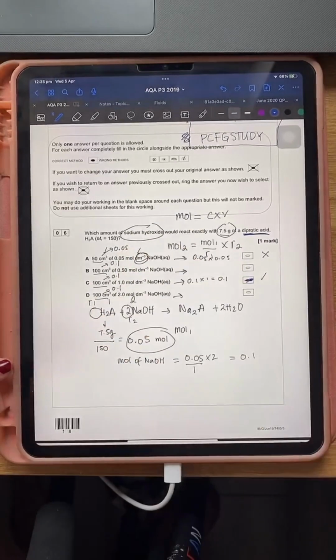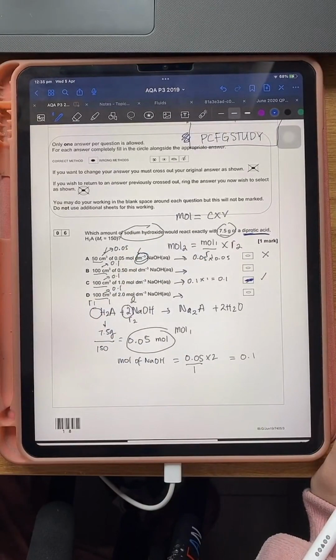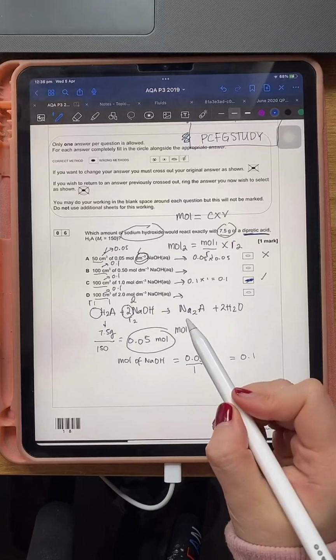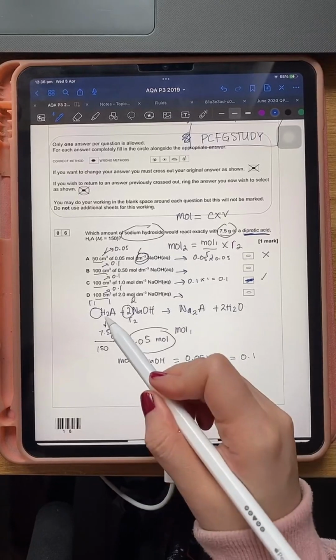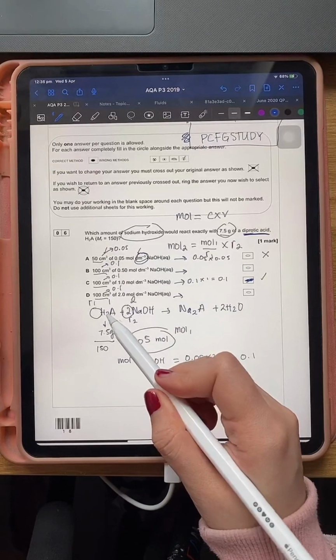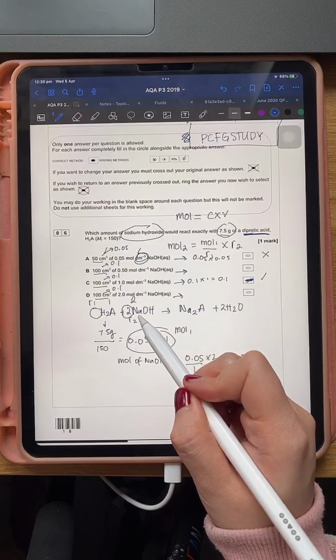Again, we know that it's Na2A because each of the hydrogens are replaced by the sodium. You have 2 hydrogens replaced by the sodium, so you have 2 sodiums.